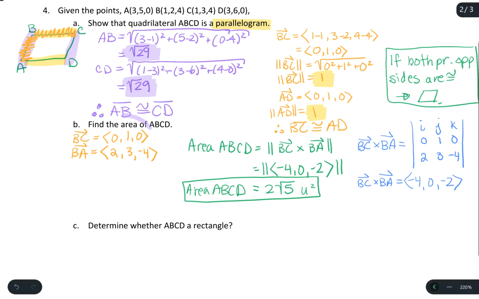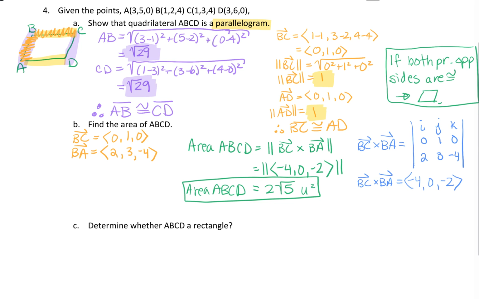We have vectors BC and BA. So what would we have to do, or what could we do with those 2 vectors to prove that we have a right angle? So first method, find the angle between 2 vectors, right? Use the cosine theta formula to find the angle between 2 vectors, but there's a quicker way.